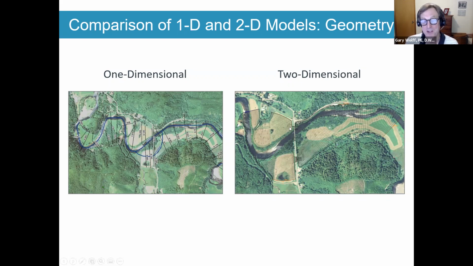Whereas in a two-dimensional model, what you're doing is you're overlaying a computational grid over the modeling domain, and you're getting a result at every one of these nodes in that grid, and that result is a velocity and a direction at every location and an elevation. So you're getting really a much more complete description of what the flow field is looking like. And the model is figuring out that for you. You're not having to tell the model where the water's going.